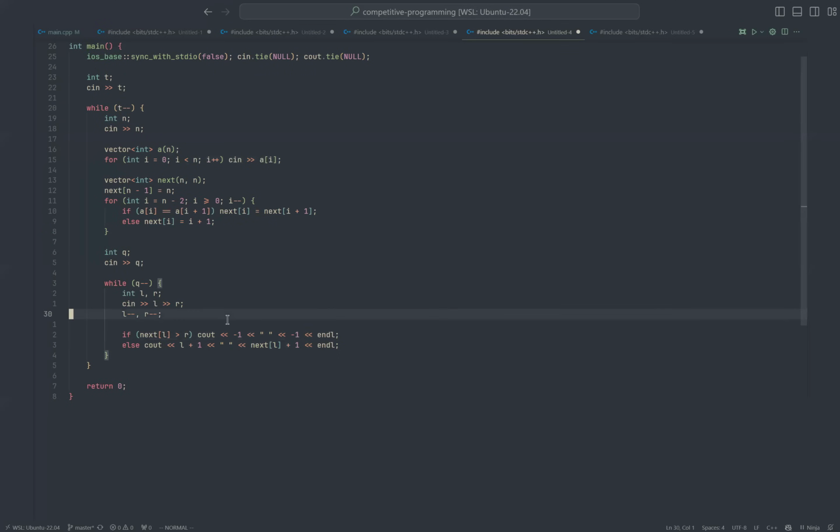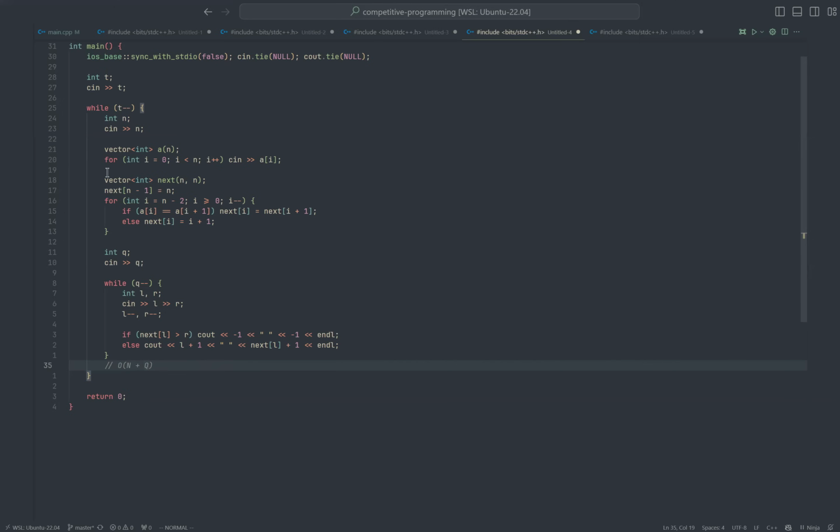So for every test case, the overall time complexity I get is big O of n plus big O of q. All the things I did earlier took just big O of n, and after that I have a loop over the q queries. So I have big O of n plus q as the time complexity for every test case.